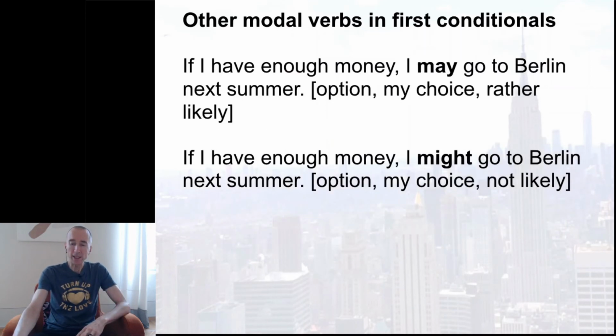If I have enough money, I may go to Berlin next summer. Similar, it's an option. I might go somewhere else. It's my choice. And it's rather likely. It's not certain. It's not like will. It's not as intense, but it's a little more probable than the next option here.